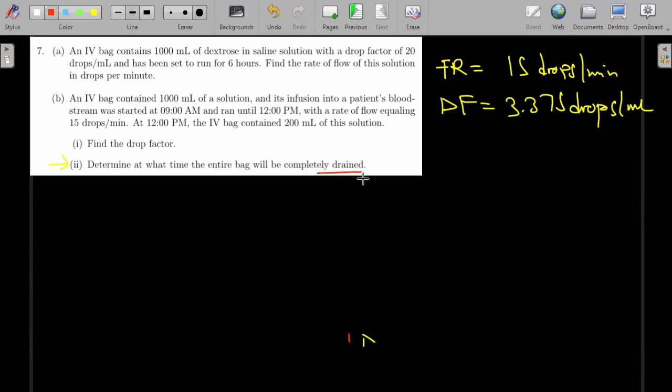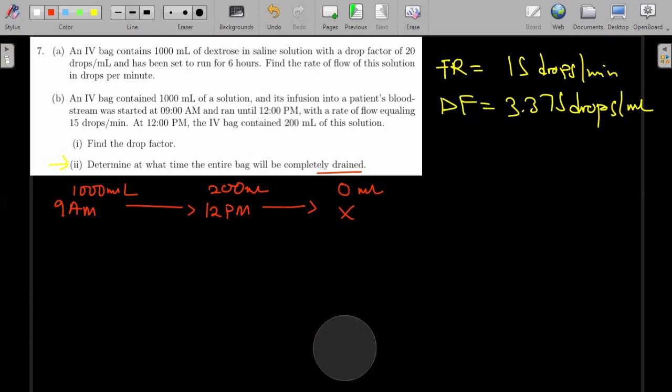Now this last part, they're saying determine at what time the entire bag will be completely drained. Remember that at 9 a.m. we had 1,000 milliliters. Then we moved to 12 p.m., where they said only 200 remained. So we had used 800, and here we only have 200 milliliters remaining. Now they want us to find a time X at which there will be 0 milliliters.